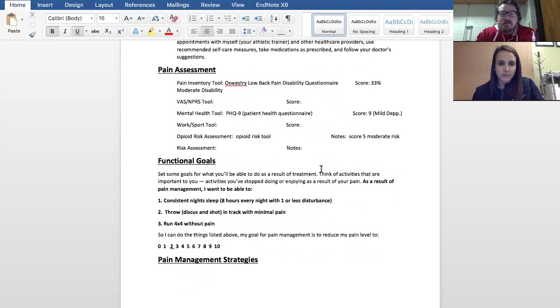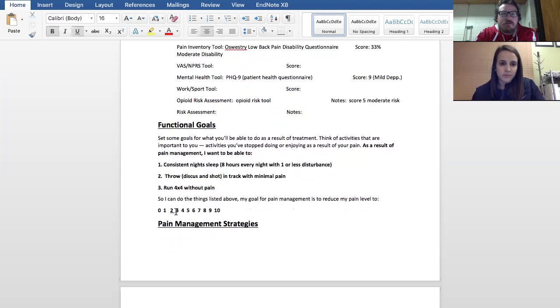So after we looked at, of course, the ask, we went through and talked about functional goals, and we actually set goals. He actually has a printout of this entire sheet that I'm showing you. He wants to look at consistent sleep, 8 hours every night with one or less disturbance. Right now he's experiencing 3 to 4 disturbances of sleep per night, and we want to reduce that as much as possible. He wants to be able to throw discus and shot and run track with minimal pain. He says, senior year I can deal with pain, but I would like it to be as minimal as possible. Same thing with the 4x4.